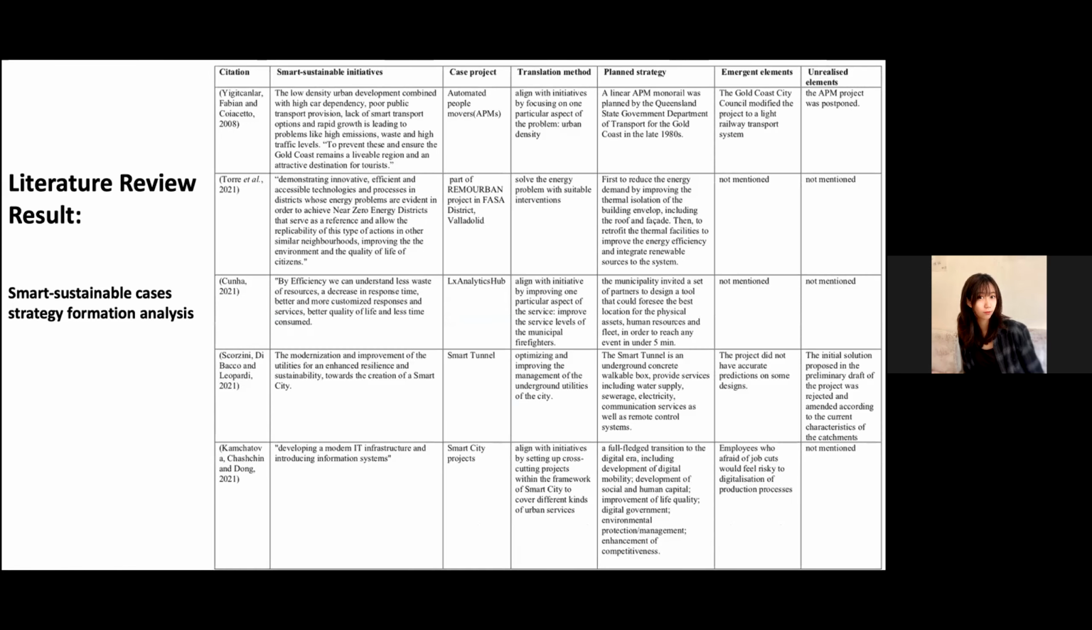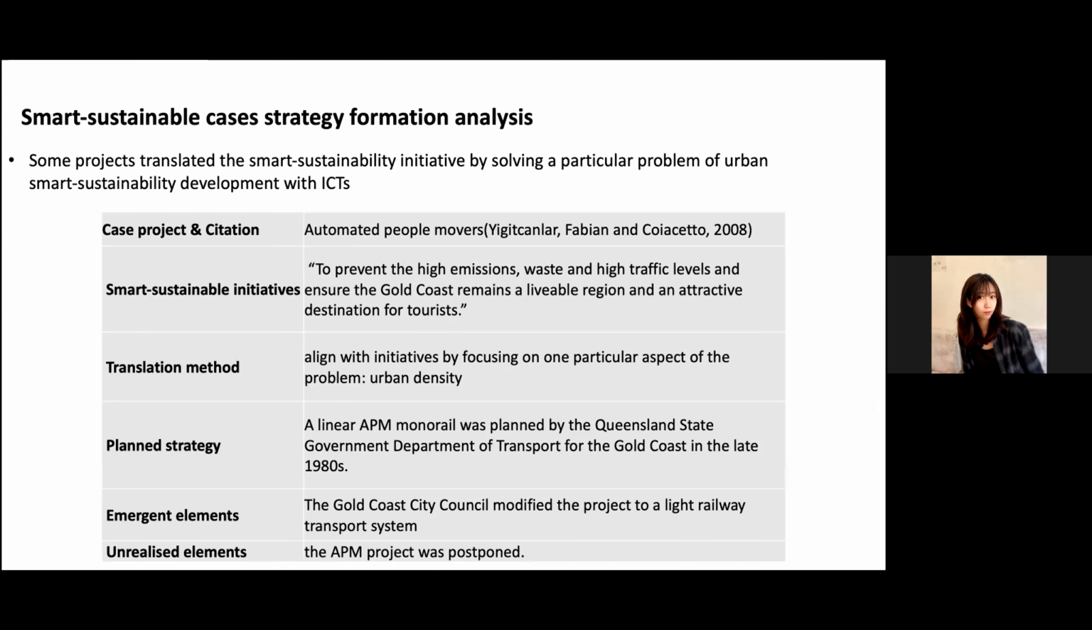By reviewing the literature, the actions and events in translating the strategy in the 12 smart sustainable project cases are extracted, compiled, and classified by applying Mintzberg's model of strategy formation, shown in this table. We can't go line by line, but I will give examples for the main results. Some projects translated the smart sustainable initiative by solving a particular problem of urban development with activities.